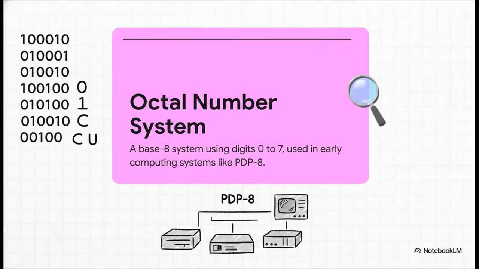So they created the octal number system. This is a base 8 system that uses the digits 0 through 7. Now, why 8? Because an 8-digit system perfectly groups together the computer's two-switch binary language. It makes it super straightforward to convert. In fact, really early computer systems, like a super famous one called the PDP-8, used this exact shortcut.